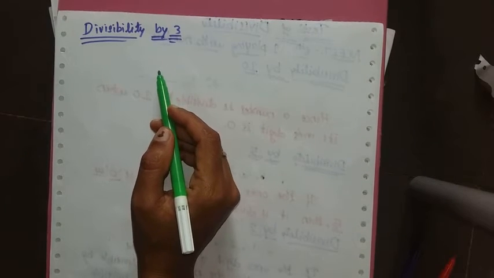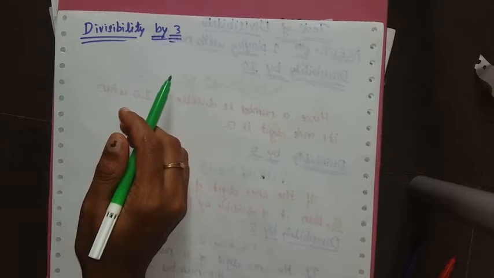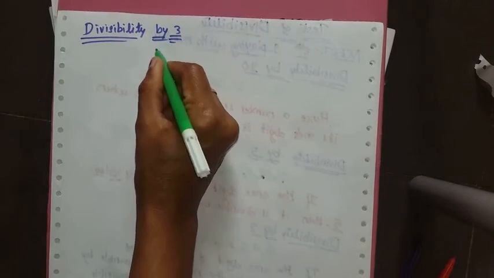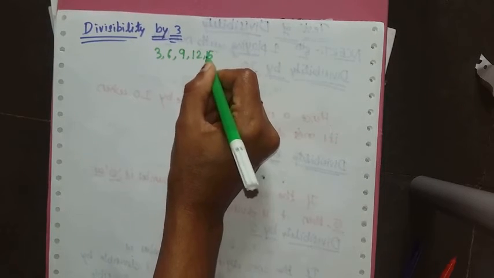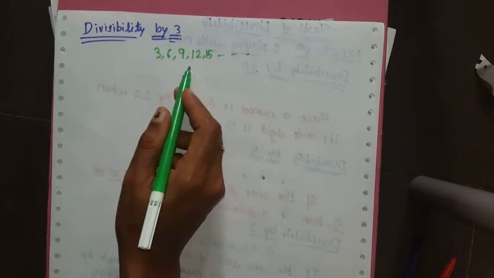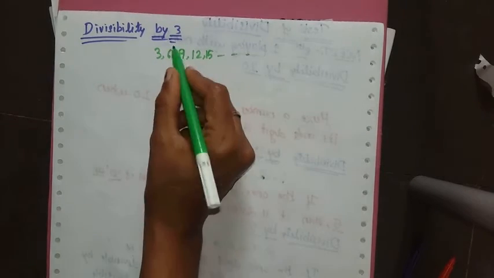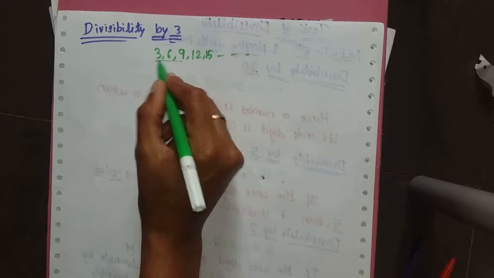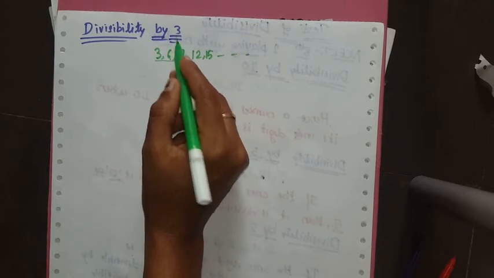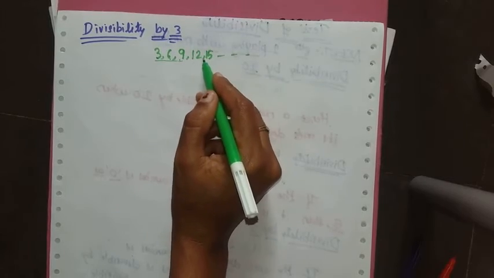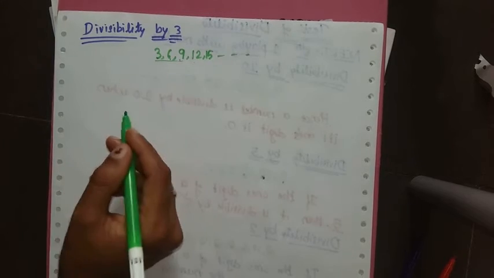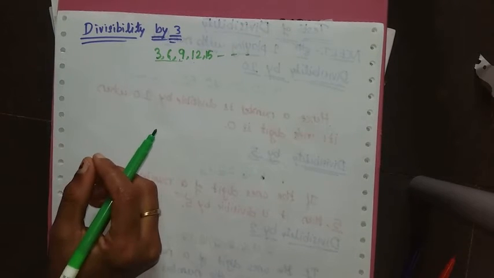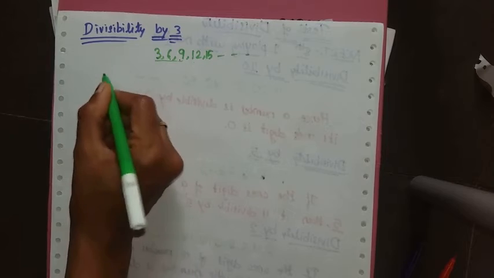Divisibility by 3. We know the multiples of 3 are 3, 6, 9, 12, 15, and so on. In the case of single digits, we can say 3, 6, 9 are divisible by 3. In the case of 2 digits, 3 digits or 4 digits, we can calculate. See an example here.